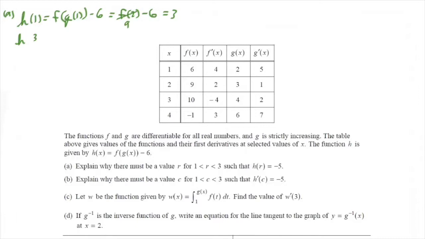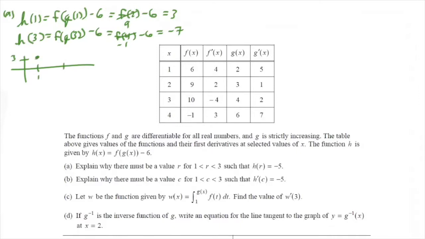Let's try h of 3. Then we have f of g of 3, minus 6. G of 3, I'm looking at g, I'm looking down at 3, that's a 4, so I have f of 4, minus 6. Now what is f of 4? F of 4 is -1, and we subtract 6 from that, we get -7. So in this case, we're going from 3 to -7 for our continuous function. At 1, we're at 3. At 3, we're down here at -7.